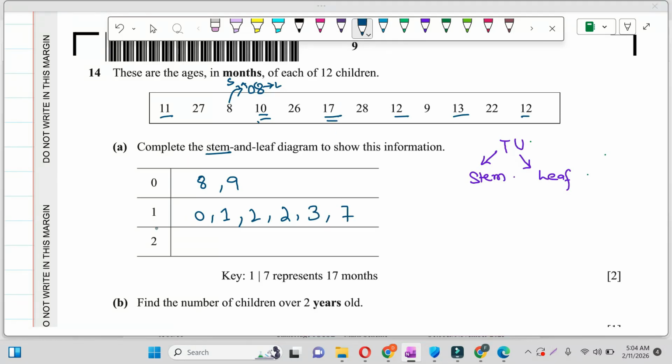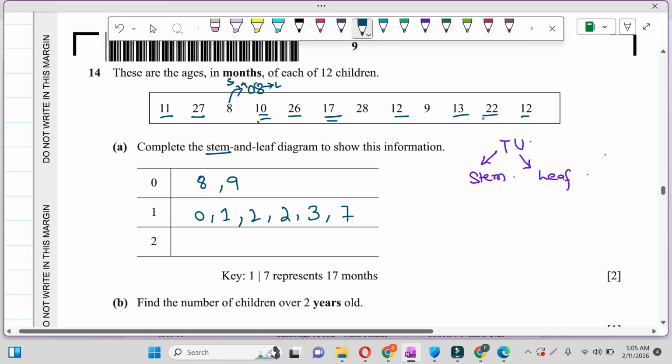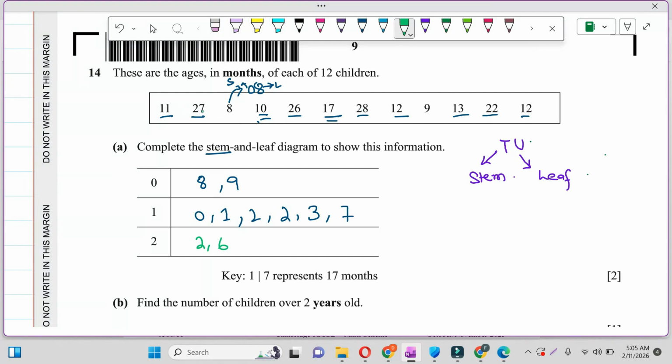Now, we need to find the values which have the stem 2, which means the 10s digit is 2. So 22, 26, 27, and 28. In 22, 2 is the leaf, in 26, 6 is the leaf, in 27, 7 is the leaf, and in 28, 8 is the leaf, where 2 is the stem.